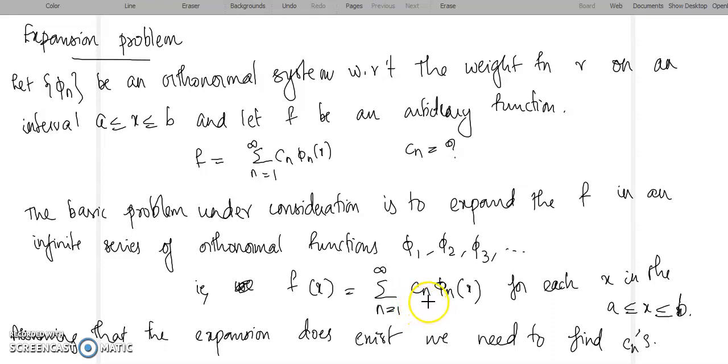Okay, so convergence conditions we are not looking at here. That is out of the scope of your syllabus. So we are not looking into the convergence. We are assuming that f of x is equal to summation n equal to 1 to infinity cn phi n, and provided this assumption, we will find out what is the value of cn.